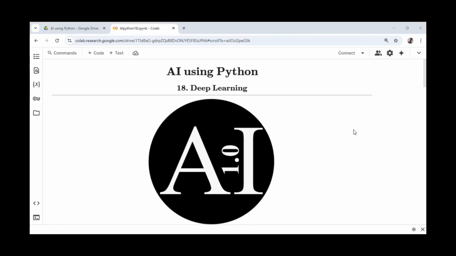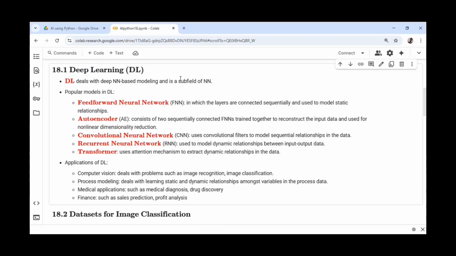In this lecture, we will be giving a brief introduction to deep learning. In general, deep learning deals with deep neural network based modeling and can be considered as a subfield of neural network, which comes under machine learning and AI.